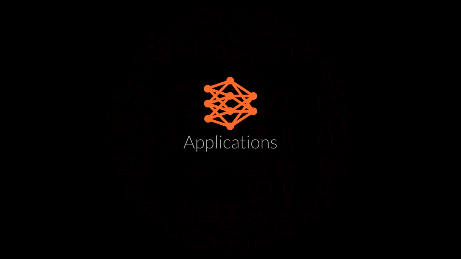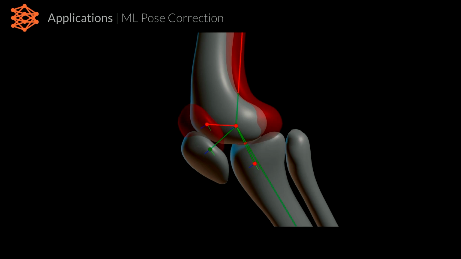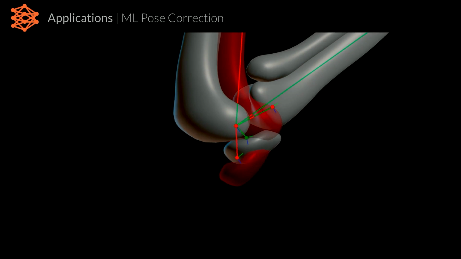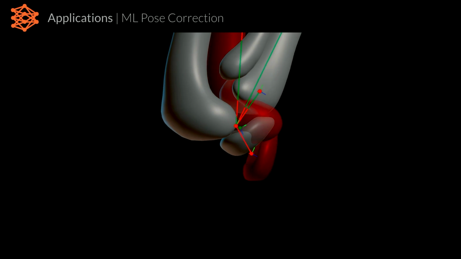And now we can start looking at some applications. I'm not going to go in depth because there's not enough time, but I'm just going to show you some results of the regression applications. So the first one is ML post correction. It can be built using specifically the nodes ML post serialize, ML post deserialize, and ML regression kernel. So here we see the knee joint being corrected. So the red is the original and the gray is the correction.